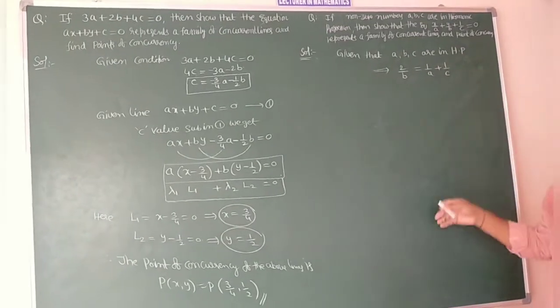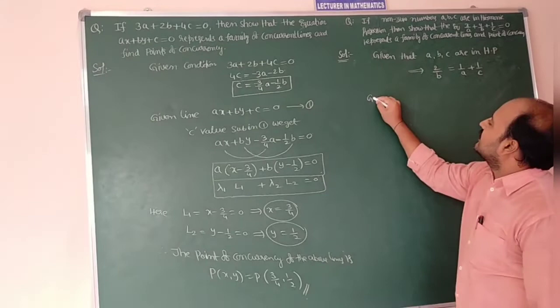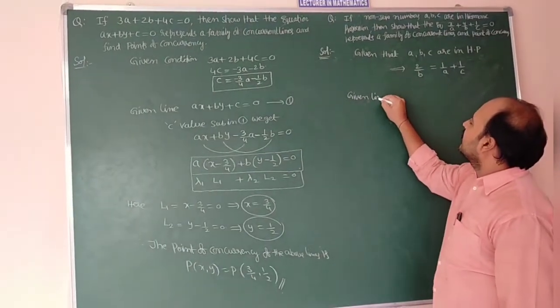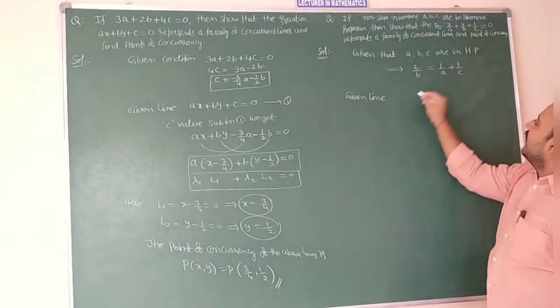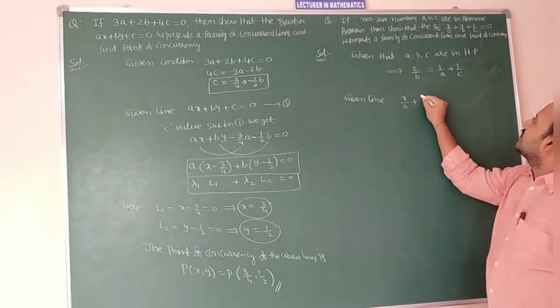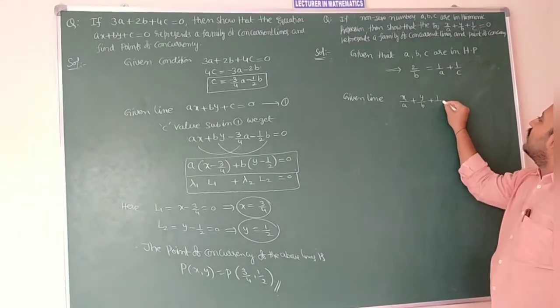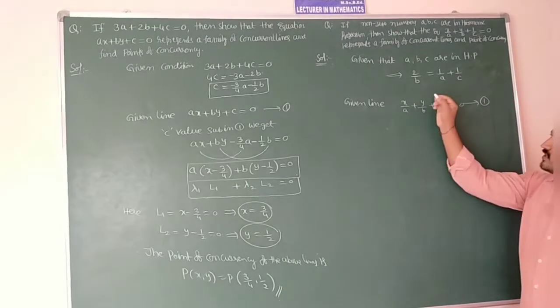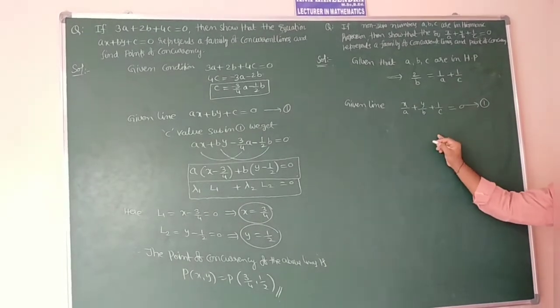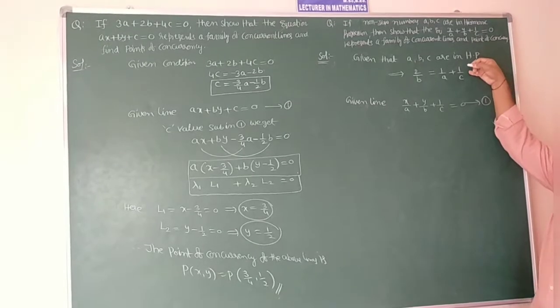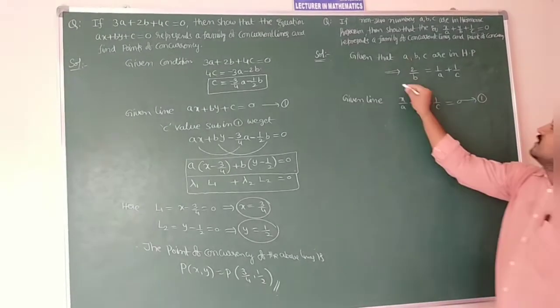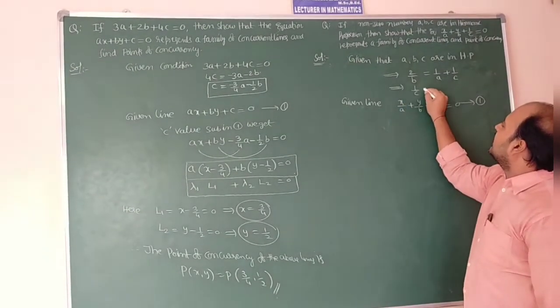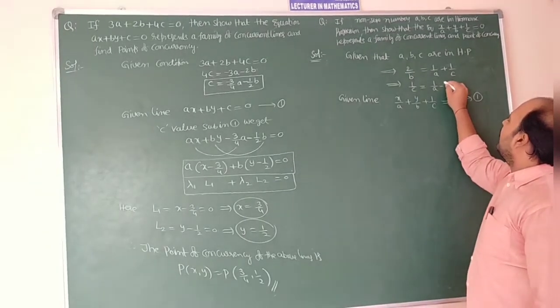Here also leave one line and write the given line. Next, given line: x by a plus y by b plus 1 by c is equal to 0. Put that as equation number 1. Here 1 by c is constant. So from the condition, make 1 by c the subject and substitute in this. That implies 1 by c is equal to 1 by a minus 2 by b.